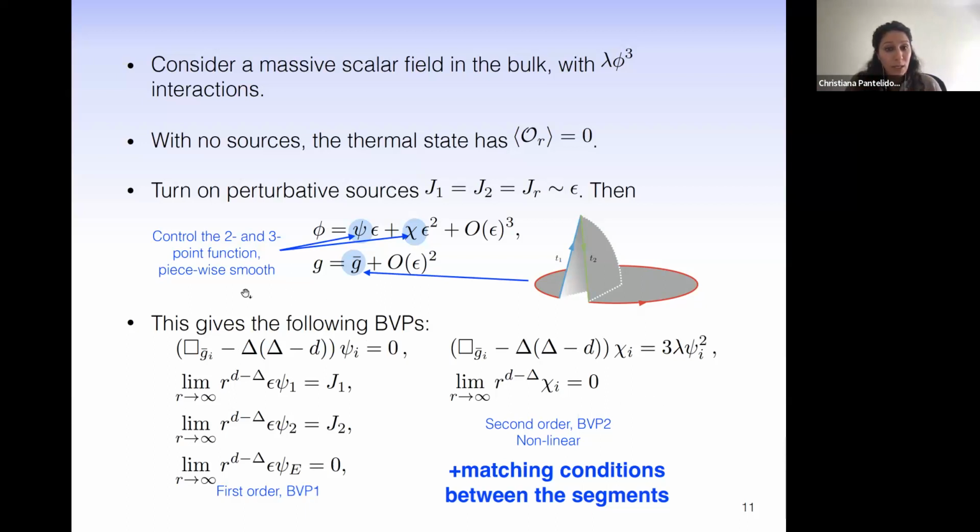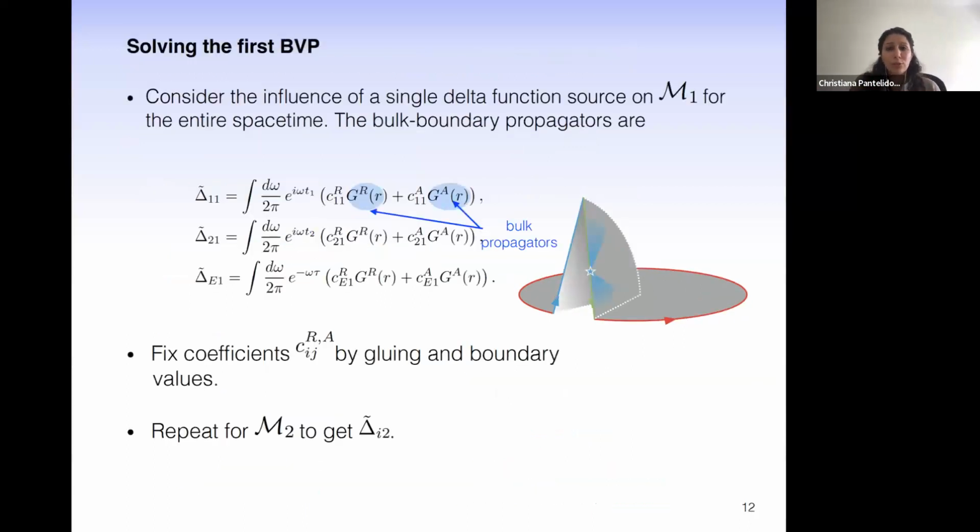Let me start by solving this first boundary value problem. The approach that we will follow goes like this. We will start by assuming a single delta function source on segment M1. M1 is the bulk in-field of segment one of the Schwinger-Keldysh contour. So strictly speaking, it is this slice at the back here. By having a delta function at that point, we will consider the influence of that delta function on all three pieces of our geometry.